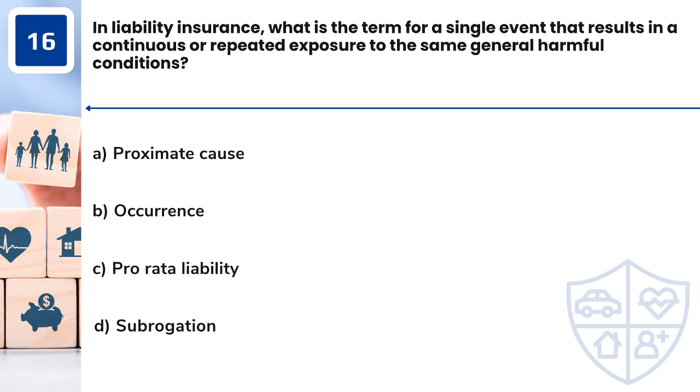Question 16. In liability insurance, what is the term for a single event that results in a continuous or repeated exposure to the same general harmful conditions? A. Proximate cause. B. Occurrence. C. Pro rata liability. D. Subrogation.